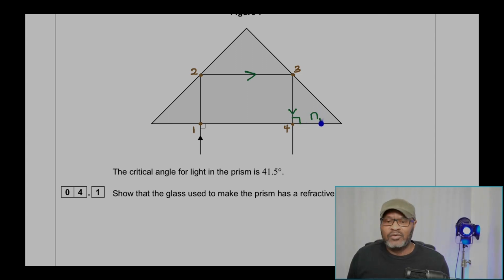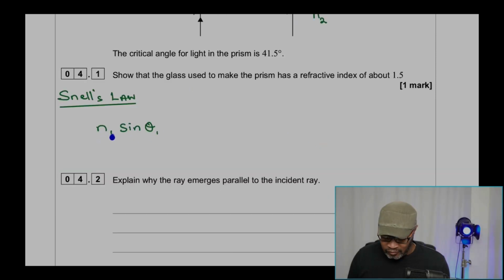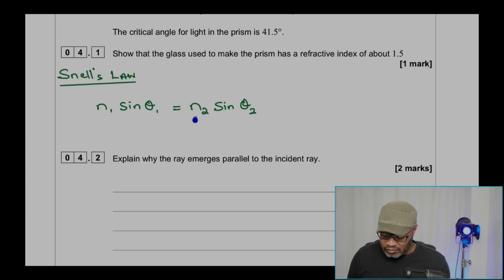So that's n1 for glass, n2 for air. These are the refractive indices, and we need to find that. This is coming out at 90 degrees for n2. For Snell's law, n1 sine theta 1 for glass equals n2 sine theta 2 for air, which is the 2 subscript. The refractive index of air is 1, and the angle that it's coming out is 90. Sine of 90 is 1.